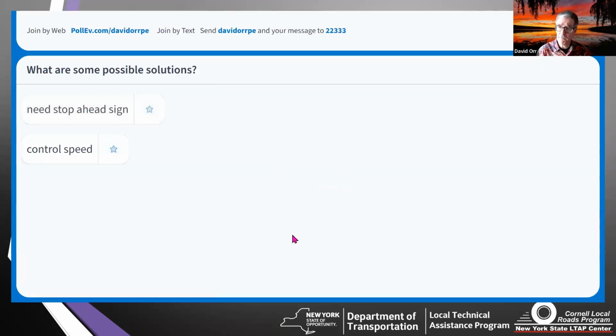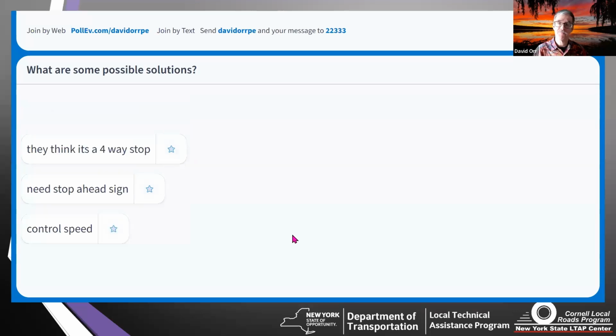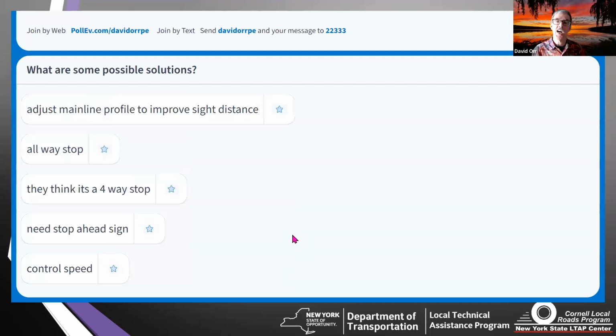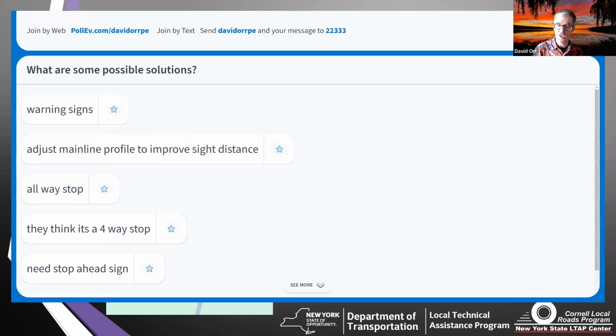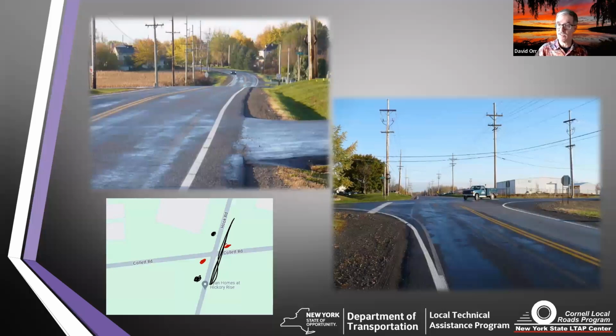Control speed somehow. There's a speed limit of 45 miles an hour on the main road. Maybe make it a four-way. Vehicles possibly think it's a four-way stop. Maybe you need a stop ahead sign. Adjust the mainline profile. That intersection doesn't look like much of a skew, and it meets all the standards because there's not much of a skew.